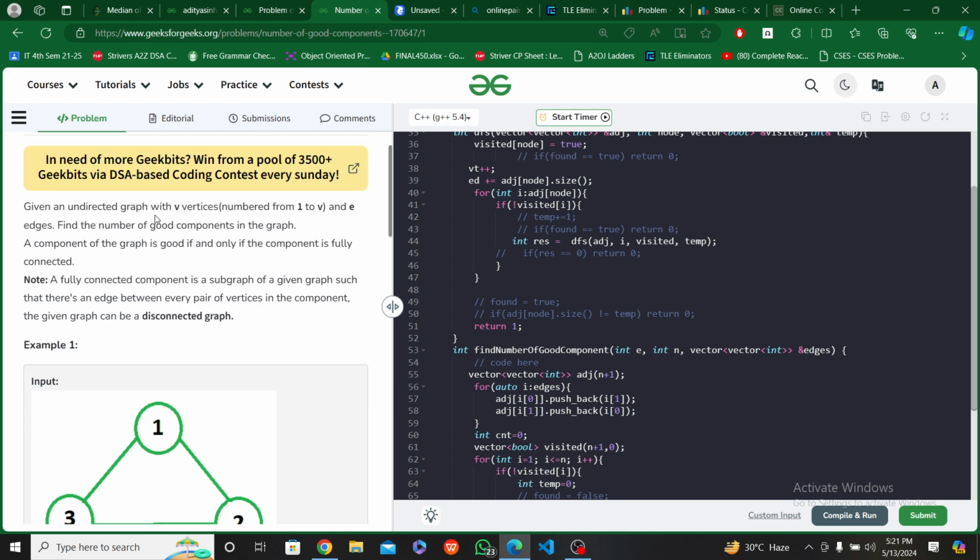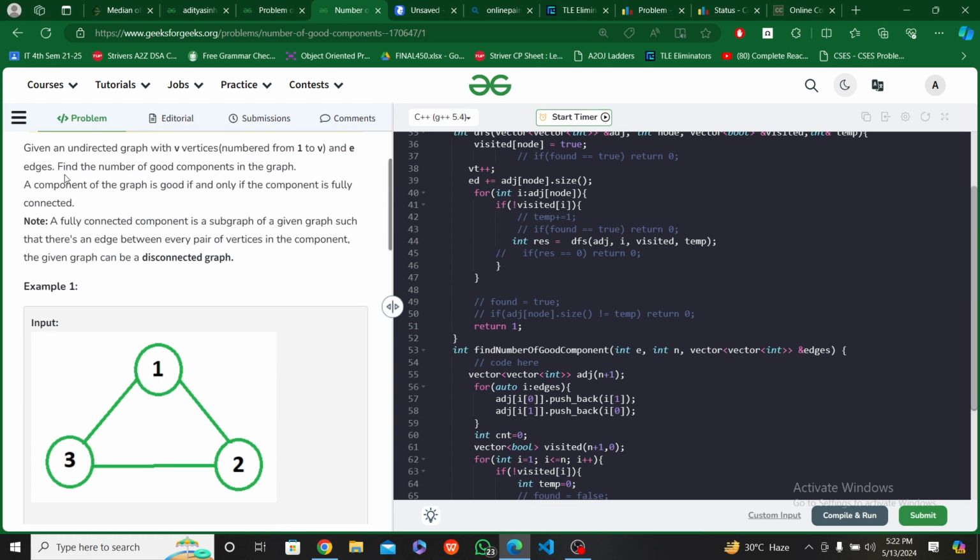Given an undirected graph with v vertices, numbered from 1 to v, and e edges, find the number of good components in the graph. So we have to find the good components of the graph.